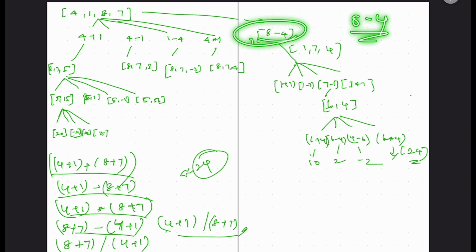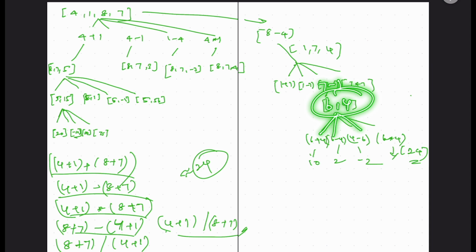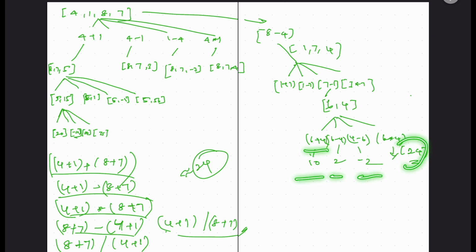Among all this, 8 minus 4 is giving us the solution. If you take 8 minus 4, we'll be ignoring 8 and 4 because we have already taken them. So 1 and 7 will be in the next array with the resultant 4. Then 1 and 7 will go to the next recursive call with 1 plus 7, 1 minus 7, 7 minus 1, 1 times 7. Here our answer lies in 7 minus 1, so 6 and 4. Then 6 and 4 will go 6 plus 4, 6 minus 4, 4 minus 6, and 6 times 4. Here 6 plus 4 is 10, 6 minus 4 is 2, and here we are getting 24.